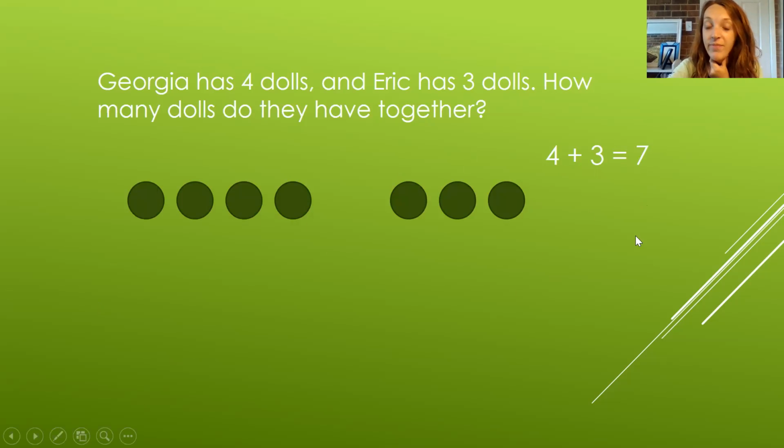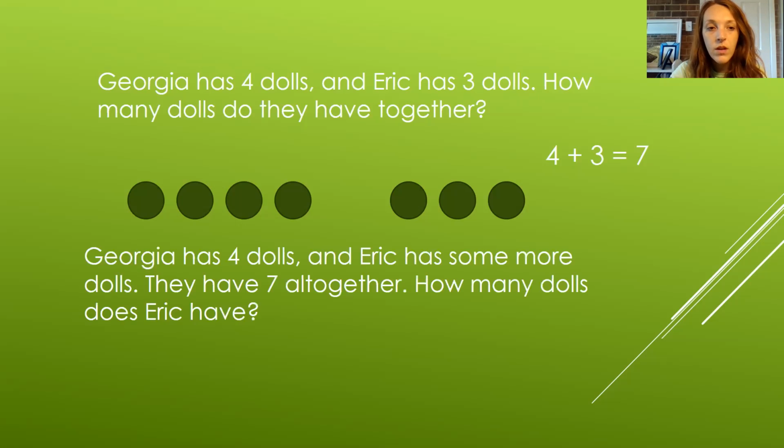It equals 7. If you counted them up, you got 7, you are correct. Eric and Georgia have 7 dolls altogether. So that one wasn't too hard, right?